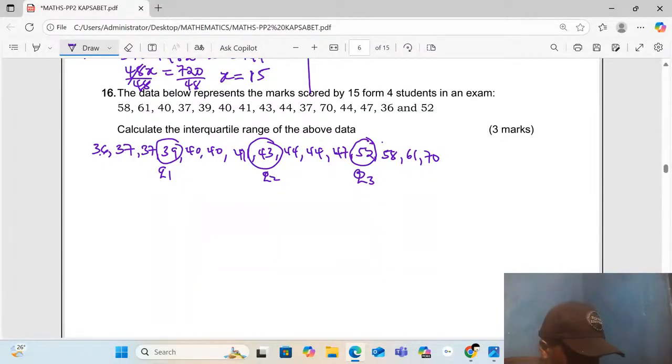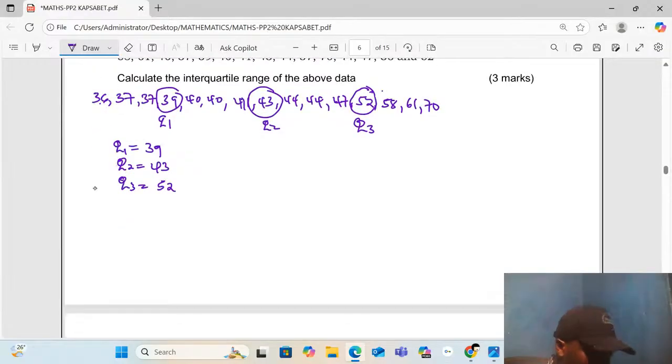So Q1 is the middle value in the first quarter, and Q2 is the middle value in the entire given data, and Q3 is the middle value in the last quarter of the given data. That is it. So we are having Q1 equal to 39, Q2 equal to 43, and Q3 equal to 52.